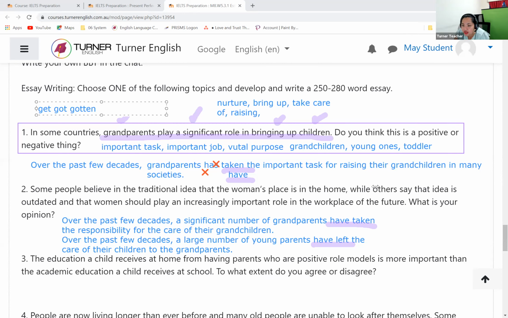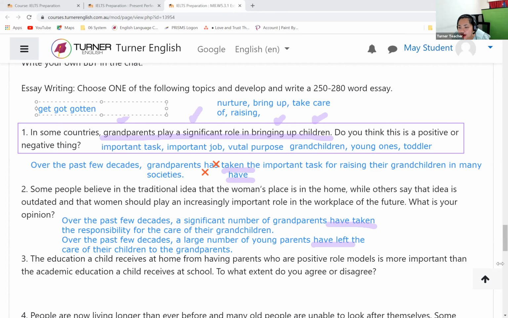Jesse, over the past few decades, grandparents have taken the important role of taking care of their grandchildren, correct? Over the past few decades, grandparents have played an important role in raising the young ones, correct? Over the past few decades, the younger generation children have lived with their grandparents, yes. But that doesn't necessarily mean caring. It could just be living. A little bit more specific there, but the sentence is correct.